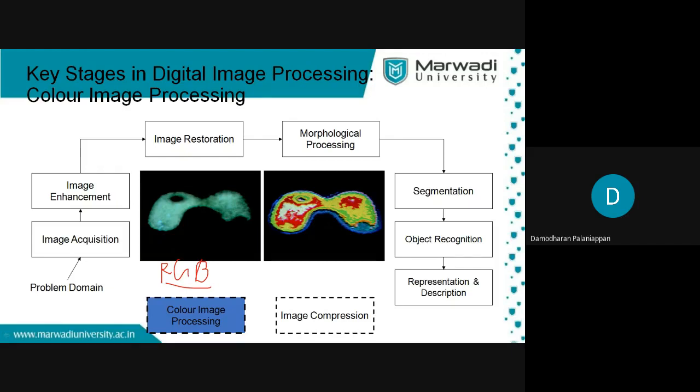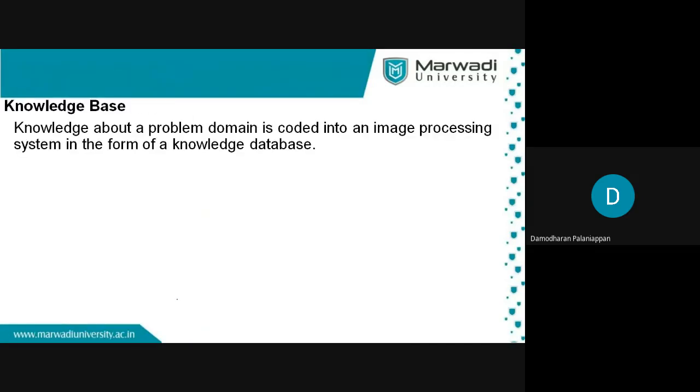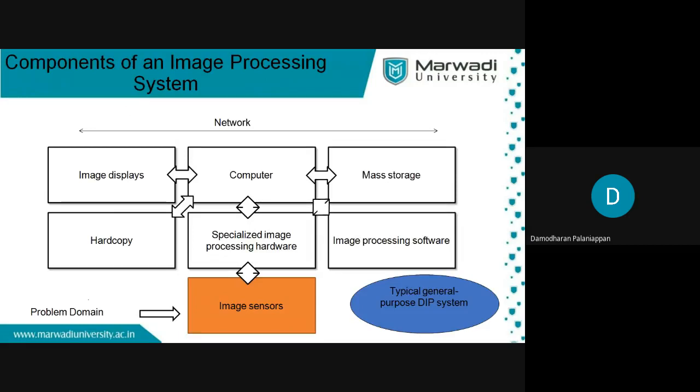So till now we have completed the stages of digital image processing, not the operations. It is the stages. The next we are going to see the components of the image processing system. The components of the image processing system show how these operations can be done.